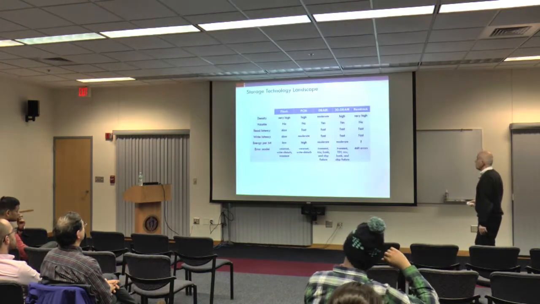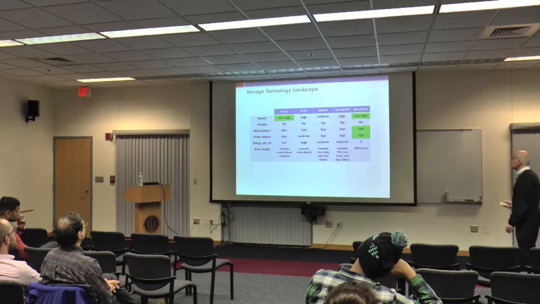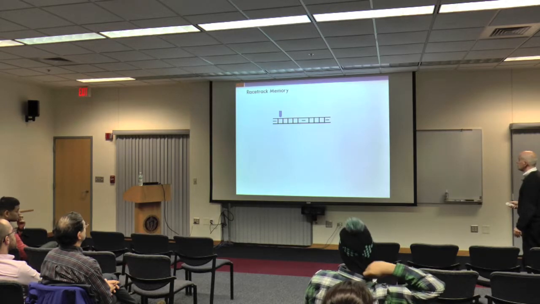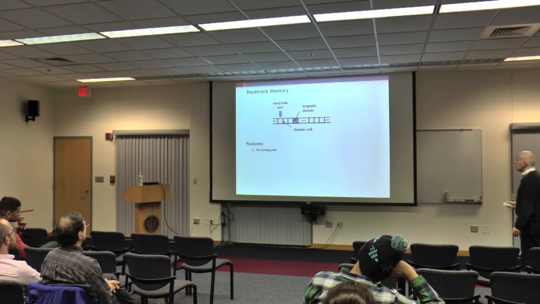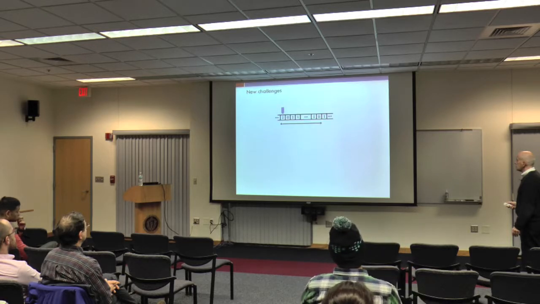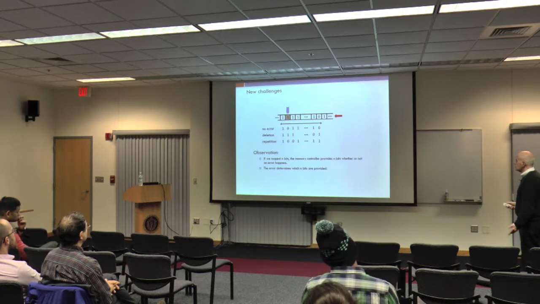So let's talk first of all about Racetrack. So here we are, we've done this. And these are the magnetic domains. There's a domain wall, a read-write port, no moving parts, bits stored magnetically, current, new challenges: no error, deletion, repetition.